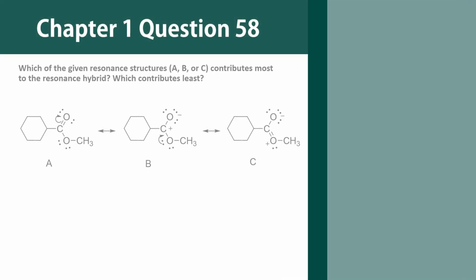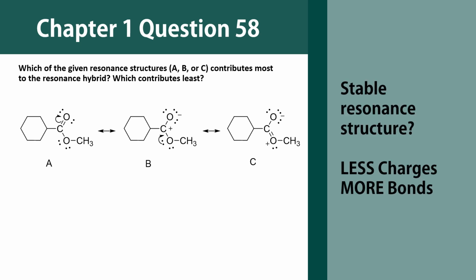Next is question 58. Which of the given resonance structures A, B, C contribute most to the resonance hybrid and which contribute least? So back to basics. For the stable resonance structures, there are fewer charges and more bonds. So in this case, we analyze all the A, B, C structures based on the charges and the bonds.